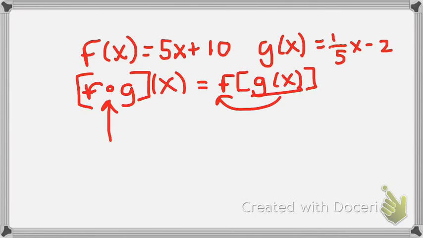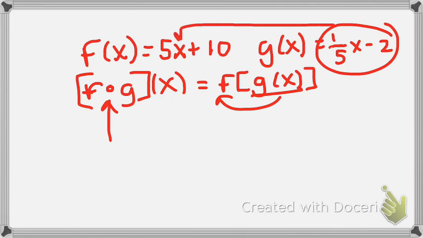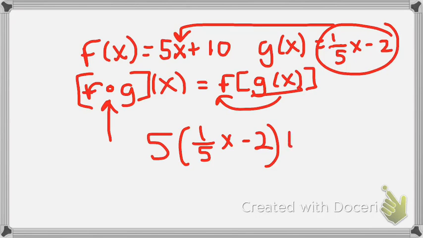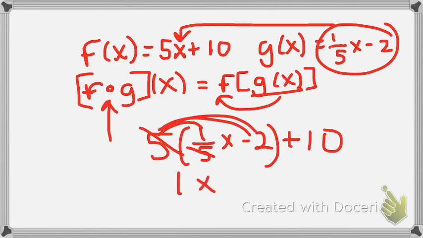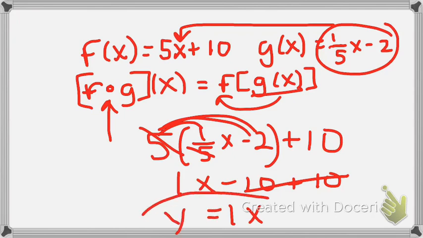So what I'm going to do is take my g function, which is 1/5 x minus 2, and place it into x right here. Okay, and I'm just going to rewrite it. 5 times, all of this is going in for x, so it's 1/5 x minus 2, plus 10. I still have a plus 10 there. And I'm just going to calculate that, okay? Use my distributive property. What happens to 5 when you multiply it by 1/5? Well, it cancels out. You're left with 1x. 5 times negative 2 is negative 10, plus 10. And if you notice, we're left with 1x or x.